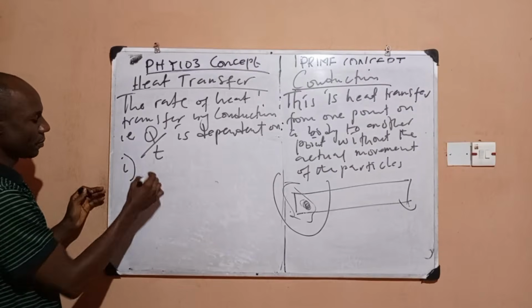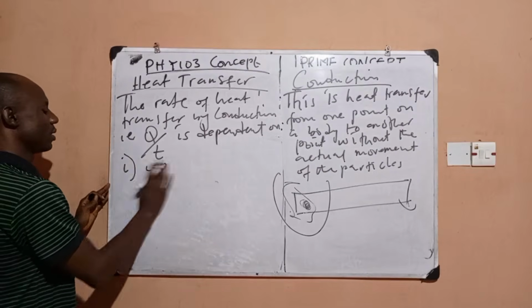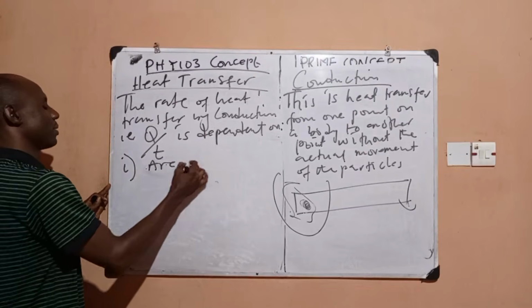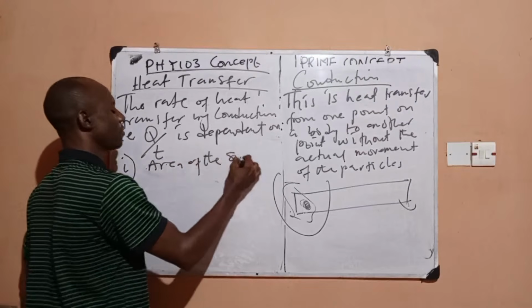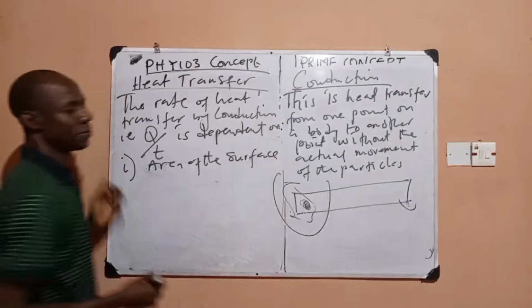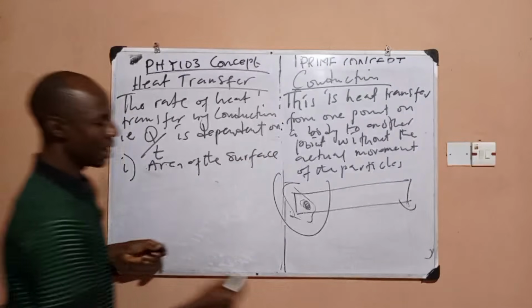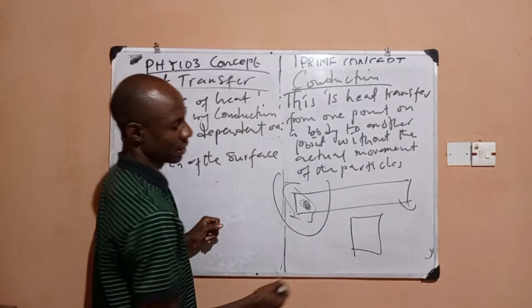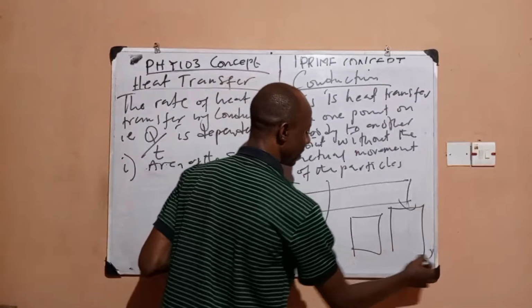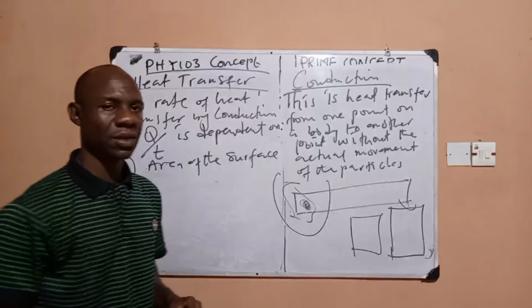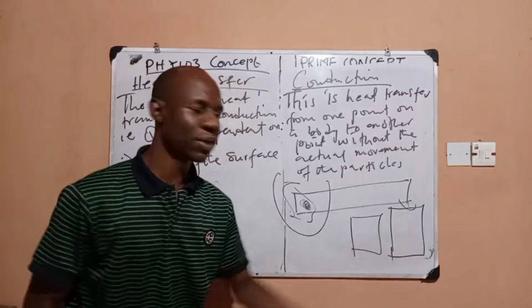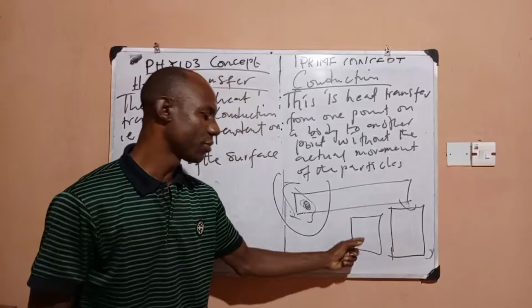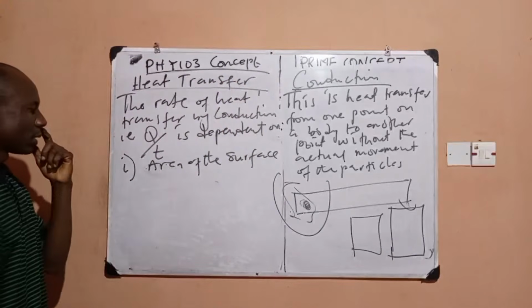Number one, the area of the surface. The area of the what? Surface. So if you have something like this, and then you have something like this, which one will have a faster rate of heat transfer? It is this one, because the surface of this one is bigger than the surface of this one. So that is number one.